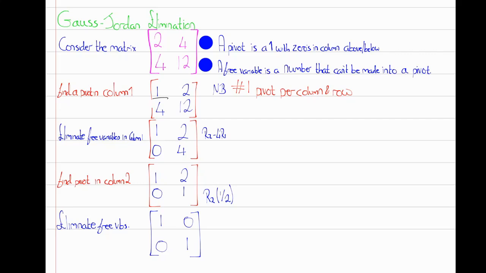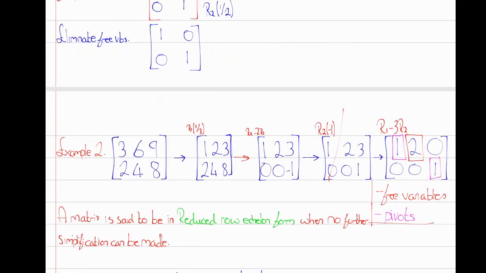We're going to then find a pivot in the second column. That's going to be 1 once we divide that 4 by 4. We then get 1. We can then subtract 2 times the second row from the first row, giving us 1, 0, 0, 1.